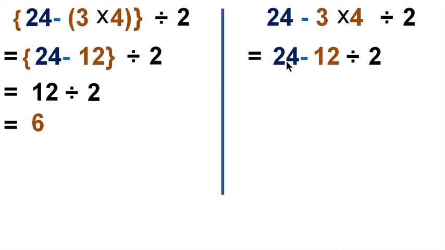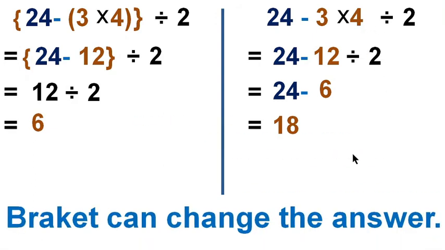If we divide here, our quotient will be 6, and if we subtract, our difference will be 18, and in both cases the answer is different. Answer is different because we have used brackets in the first simplification and we have not used any bracket in the second simplification. Bracket can change the answer.